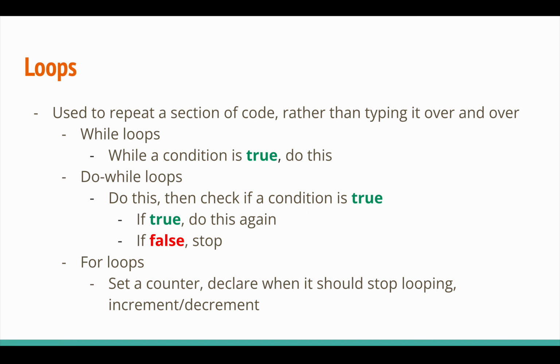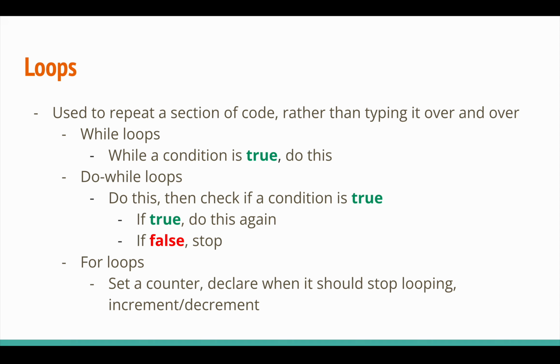Now onto loops. So loops are used to repeat a section of code rather than typing it repeatedly. We have 3 different types of loops. The first, while loops, and this is a loop where while a condition is true, you do this. So the do this part is just code.